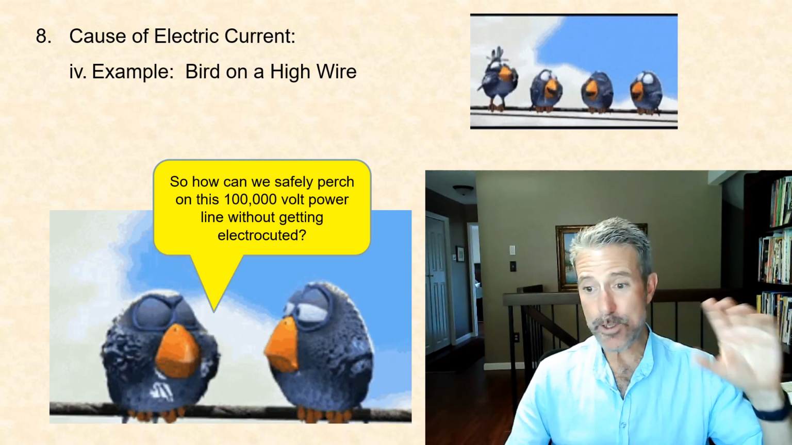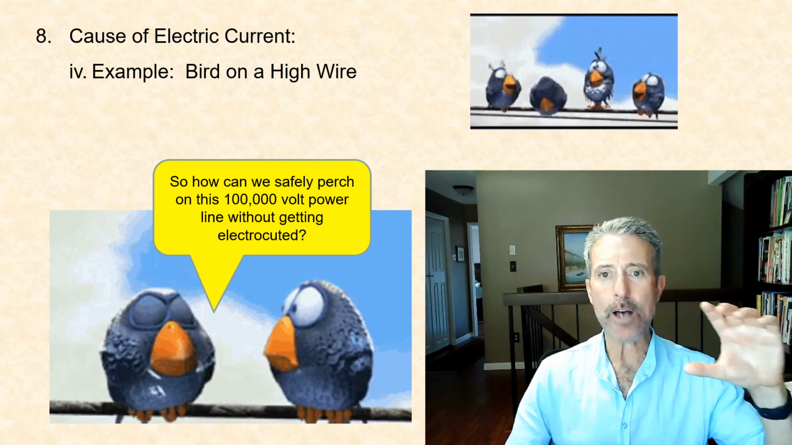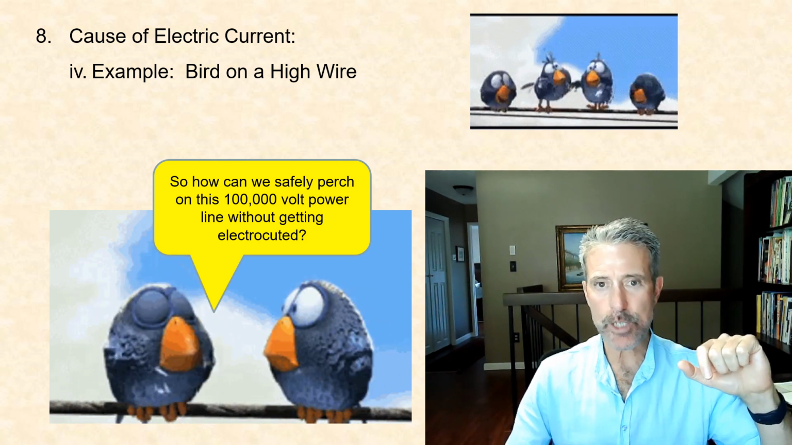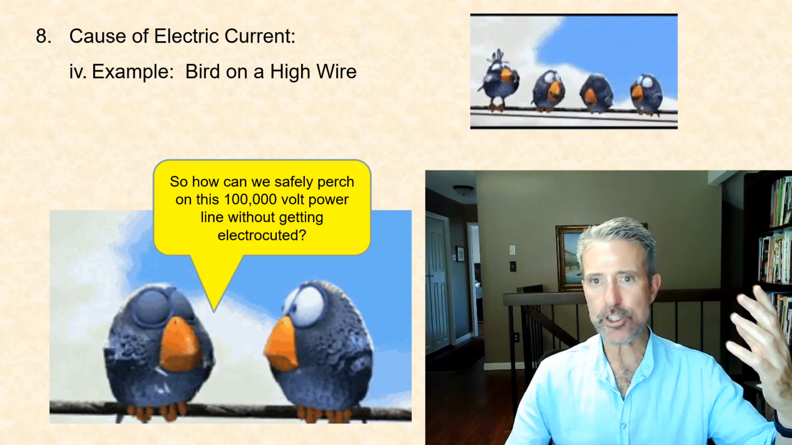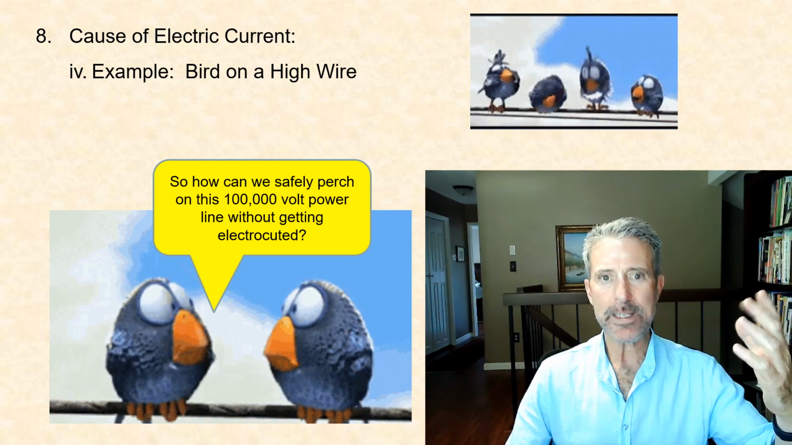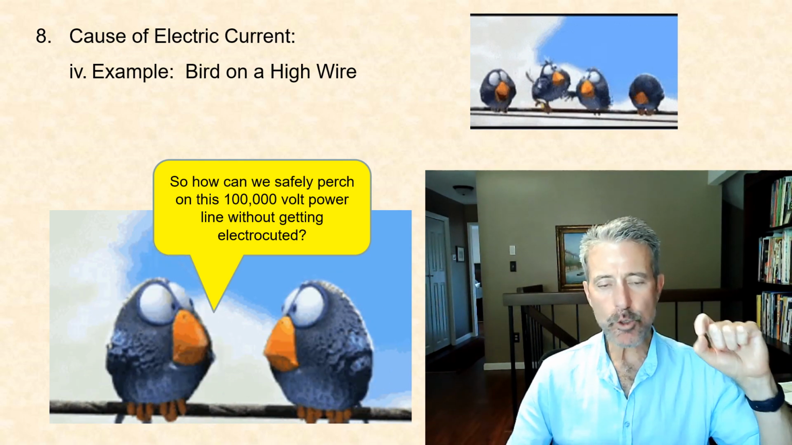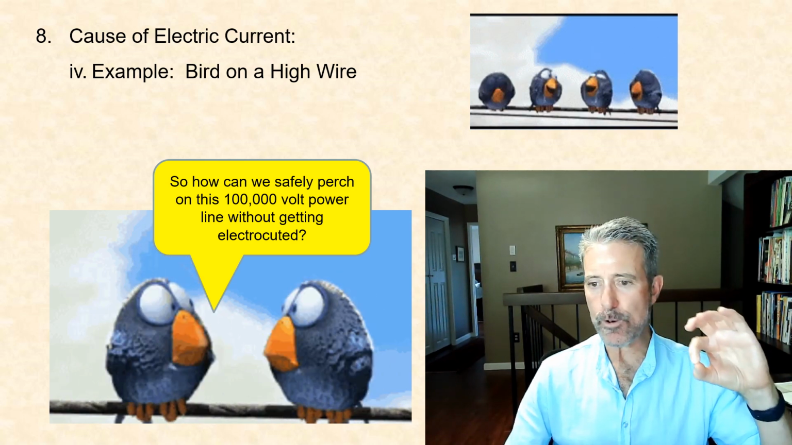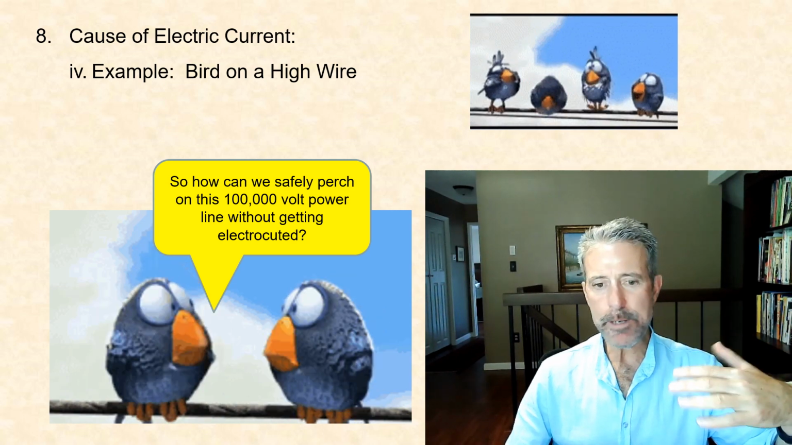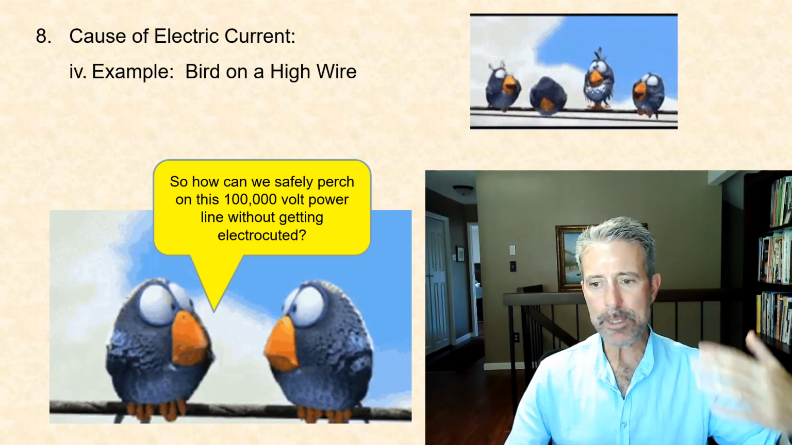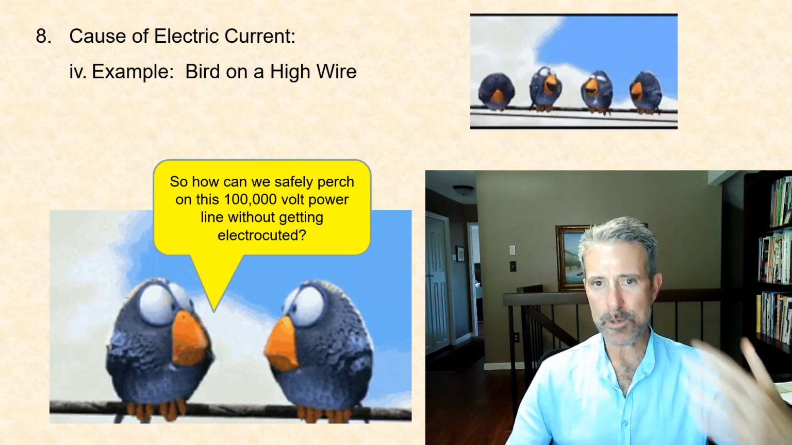The answer has nothing to do with insulation, but everything to do with the cause of electric current that we've just discussed. It's not electric potential or voltage that is the problem, right? It's an electric potential difference that counts. So long as these birds are standing on a single power line such that every part of their body is at the same electric potential, even if it's 100,000 volts, there is no problem.